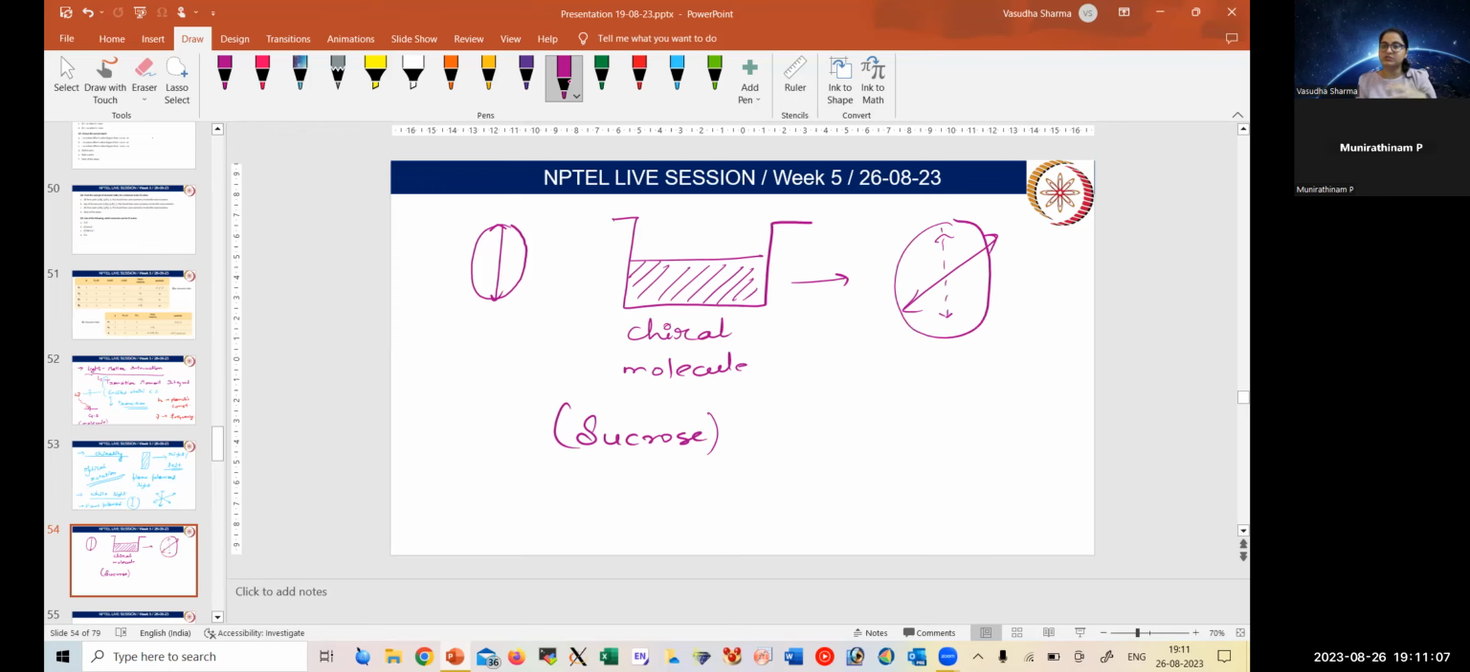This dotted line was the original position of the plane polarized light. Now it has been rotated by an angle phi. That phi we can quantify. This phi is nothing but your optical rotation angle. From there we got to know that the sucrose solution is chiral in nature. So this is one way we can identify the chirality of our molecule, which we read last time.